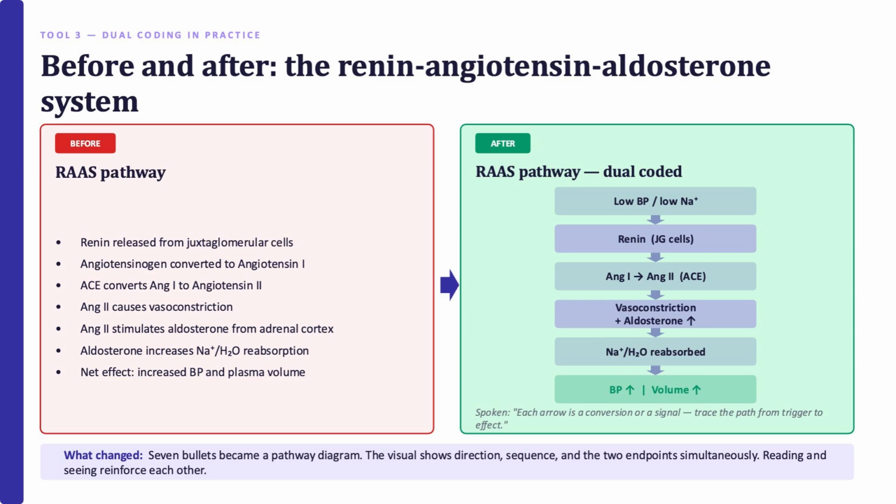The after diagram transforms this information into a dual-coded system. The visual shows the sequence clearly, starting with the trigger, low BP or low sodium. You can follow the pathway through renin release, the conversion of angiotensin 1 to angiotensin 2 by ACE, leading to vasoconstriction and aldosterone increase, culminating in NaCl/H2O reabsorption and a net increase in BP and volume.